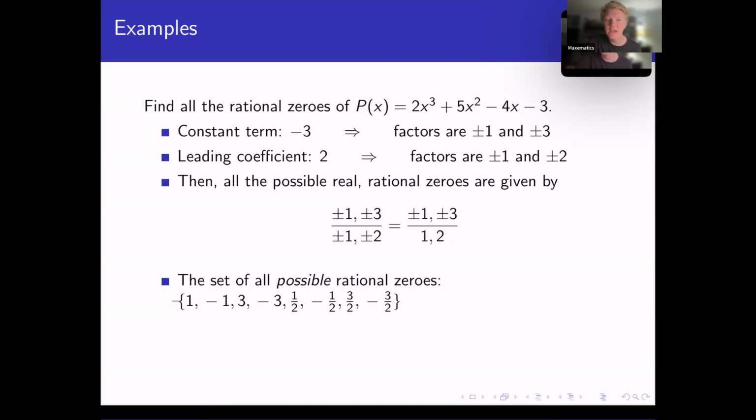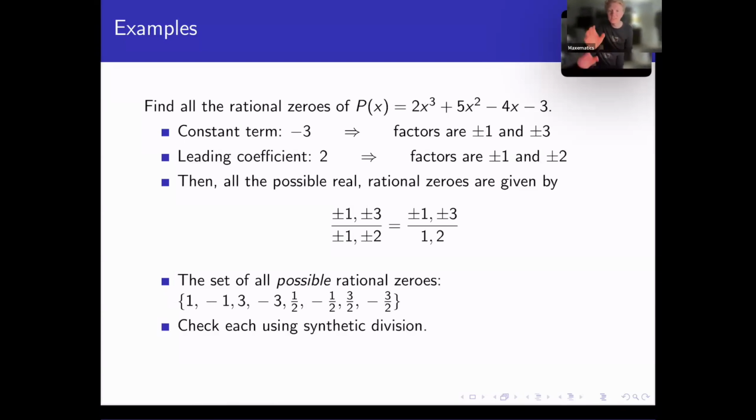Okay, so now we have a set of all possible rational zeros. Not all of them are going to be zeros, obviously, right? This is too many. Here's 8 possible zeros, but we're only degree 3. There's no way that all of them could work. So what you would then do is check each one using synthetic division.